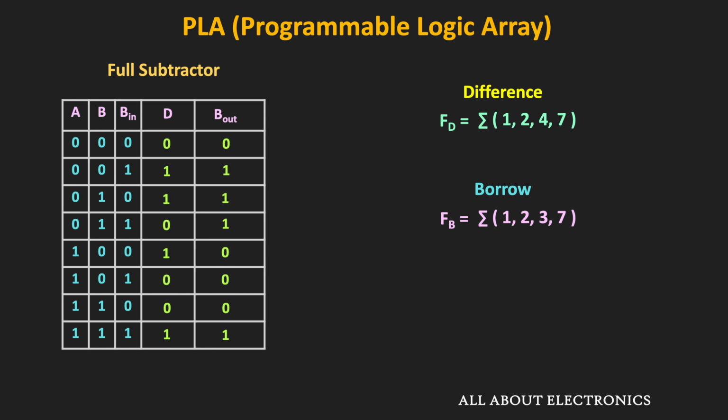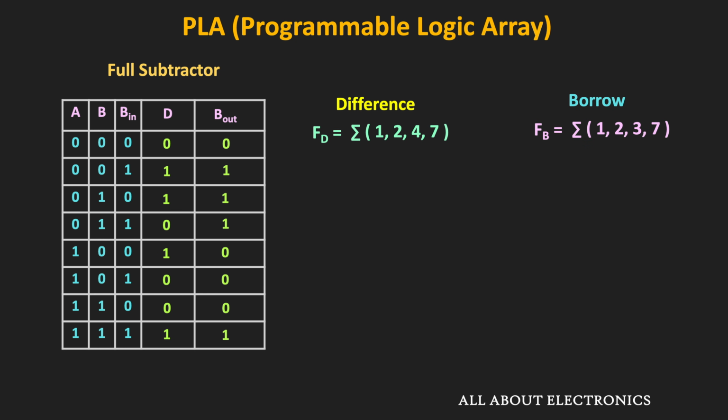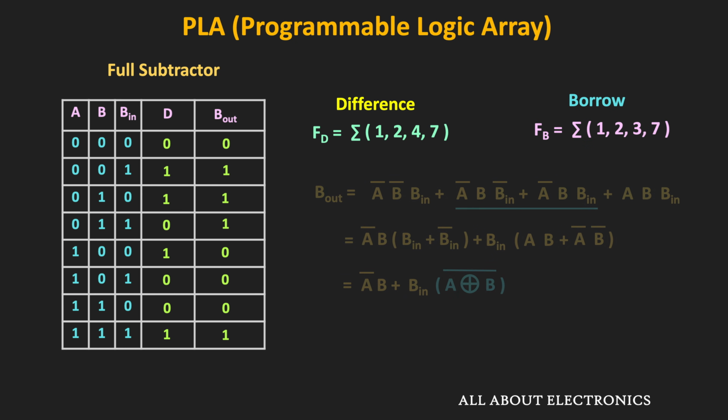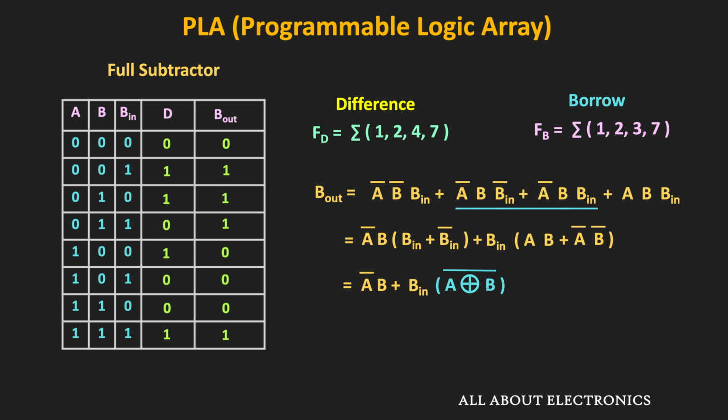So for implementing any Boolean function using the PLA, the first step is to reduce the number of product terms in the function. And if possible, then also try to get the common product terms between the various functions. So here, if we minimize the borrow output, then at the most we can reduce one product term. Earlier in the full subtractor video, we have already seen how to minimize the borrow and the difference outputs. So for more information you can check that video.